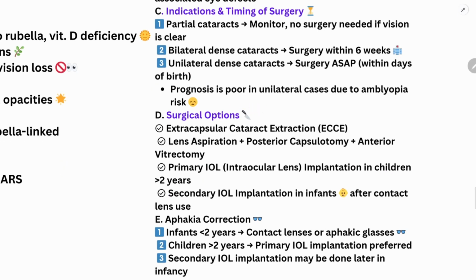So what are the surgical options here? In surgical options, you will go for extracapsular cataract extraction or lens aspiration plus posterior capsulectomy plus anterior vitrectomy. Posterior capsulectomy, anterior vitrectomy and lens aspiration. And you will also go for primary intraocular lens implantation in children who are greater than 2 years of age, and secondary IOL implantation in infants after contact lens use.